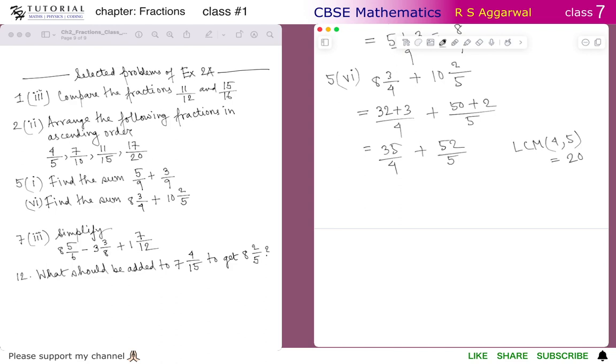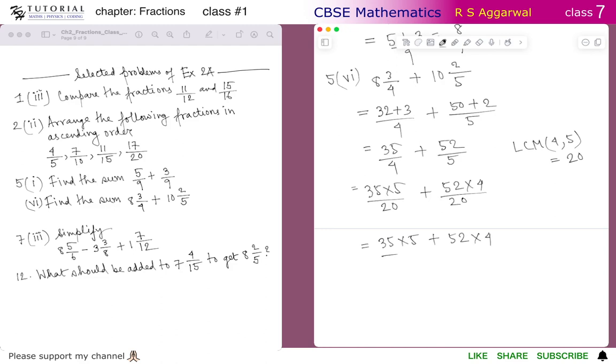So we have to convert the fraction 35 by 4 into its equivalent fraction, where the denominator will be 20. So which will be 35 into 5 by 20, plus also we have to convert the fraction 52 by 5 to its equivalent fraction, where the denominator will be 20. So which becomes 52 into 4 by 20. So now we have two like fractions, and we can just add the numerator and keep the denominator same.